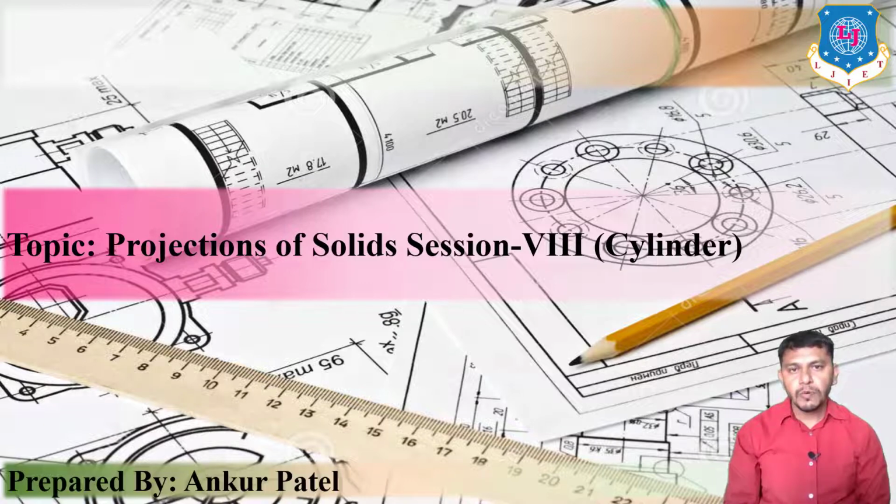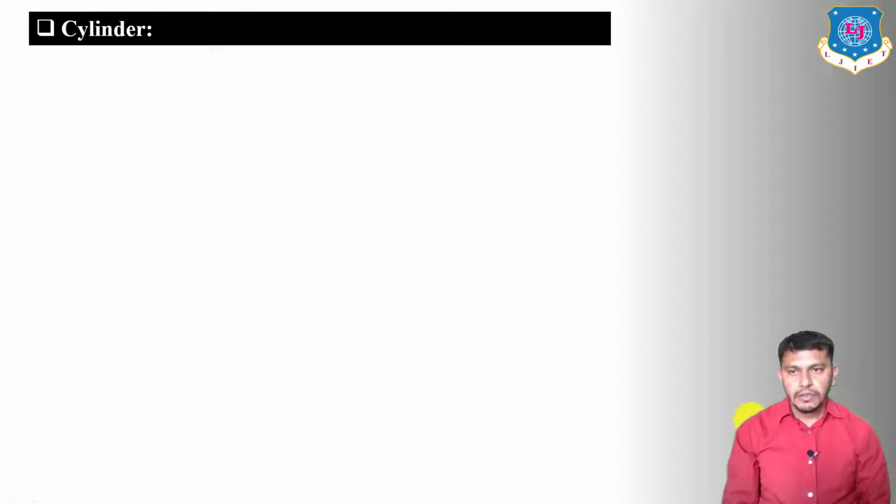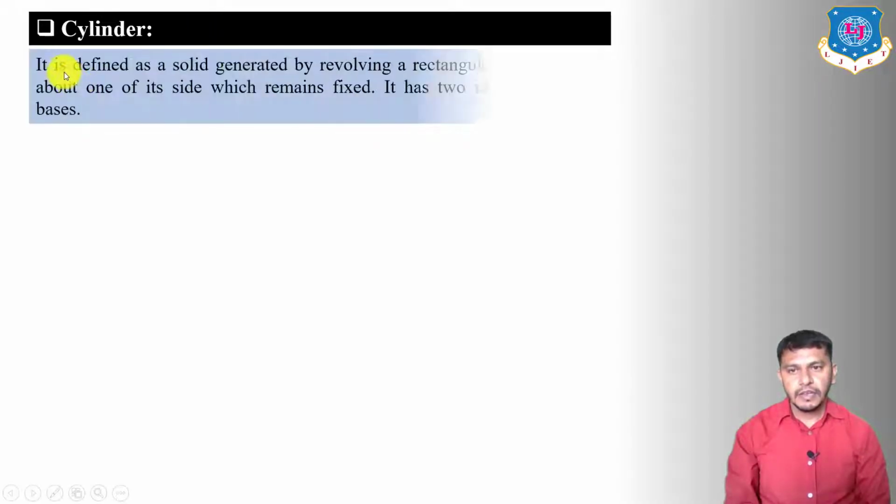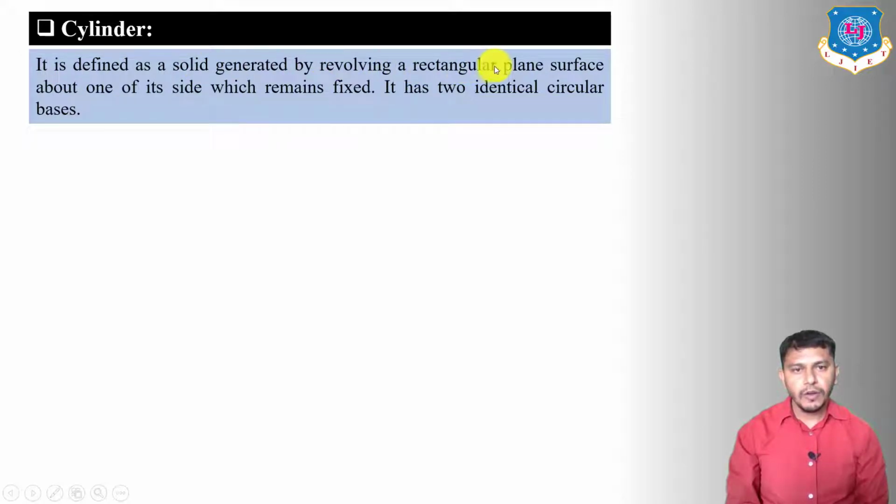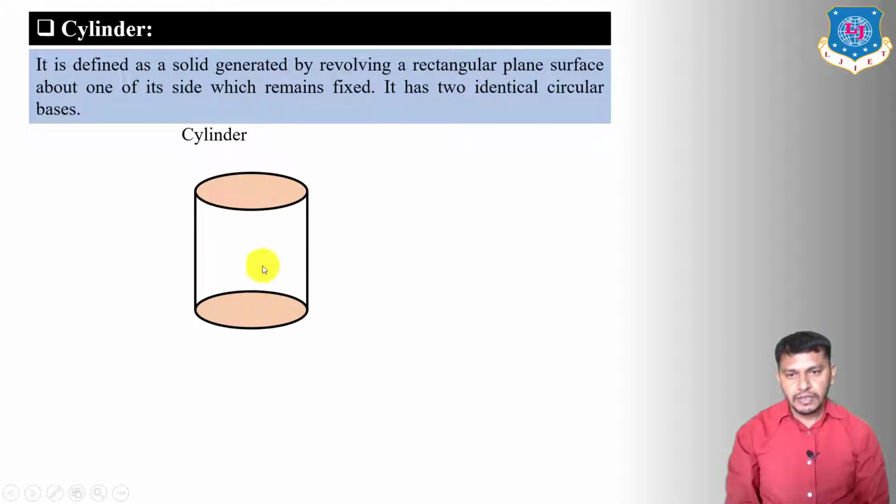So before moving on to the problem, let us first discuss what a cylinder is and what the basic dimensional parameters of the cylinder are. A cylinder is defined as a solid generated by revolving a rectangular plane surface about one of its sides, which remains fixed. It has two identical circular bases. One base is known as the base itself and the second is the top face. This is an example of the cylinder.